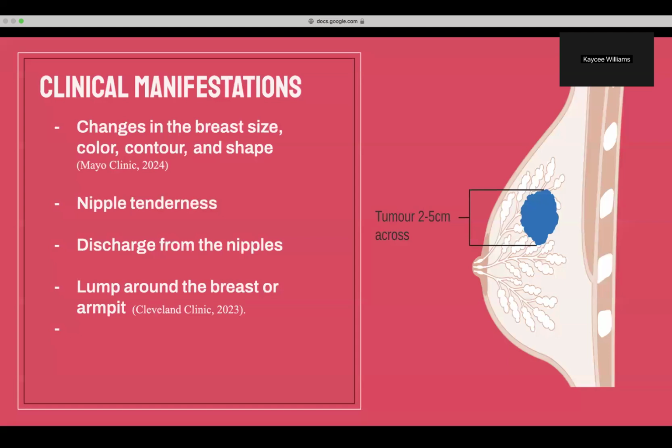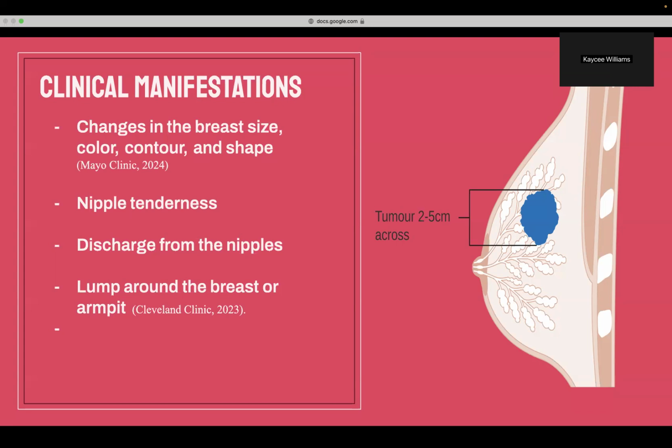So, the clinical manifestations. This can be changes in the breast size, the color, the contour, and the shape. This can also manifest as nipple tenderness, and discharge from the nipples can also be another manifestation of breast cancer, and then a lump around the breast or the armpit. So it's very important that the patient does regular exams on herself, even in addition to the mammograms.